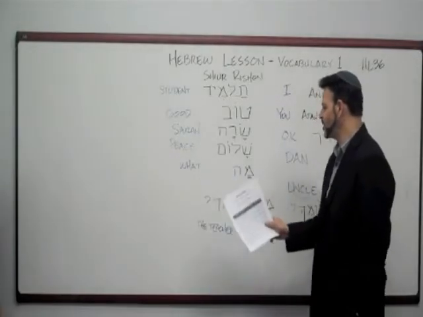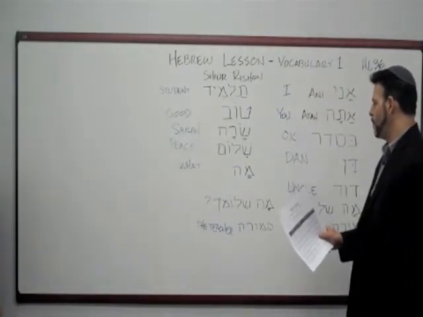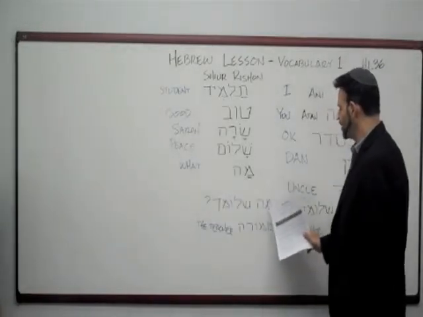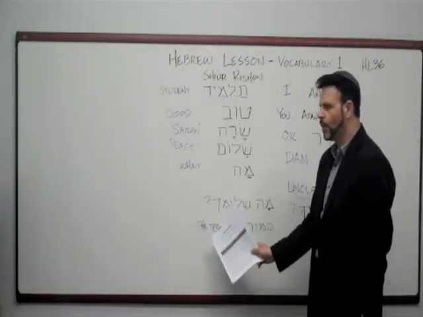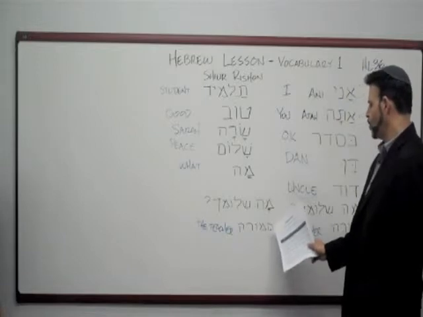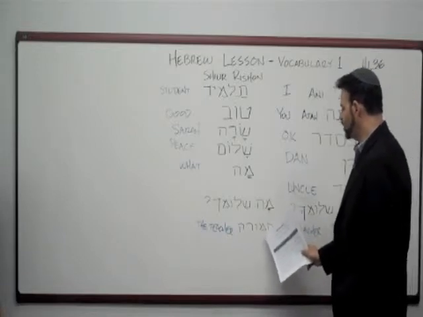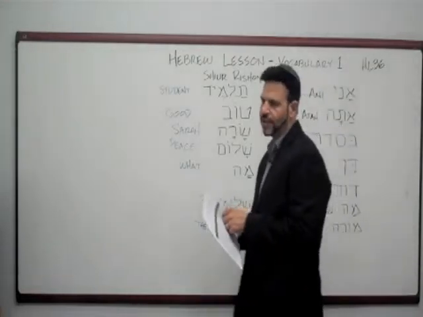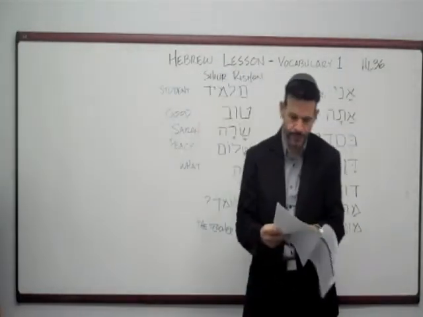Okay. And then we have the question. What? Ma. Okay. And then to a female, we'd ask, Mashlomech, okay? How are you? What's your peace like? And then the teacher, masculine, would be Hamore. Okay, so let's go to the next page and let's see how this all pans out.